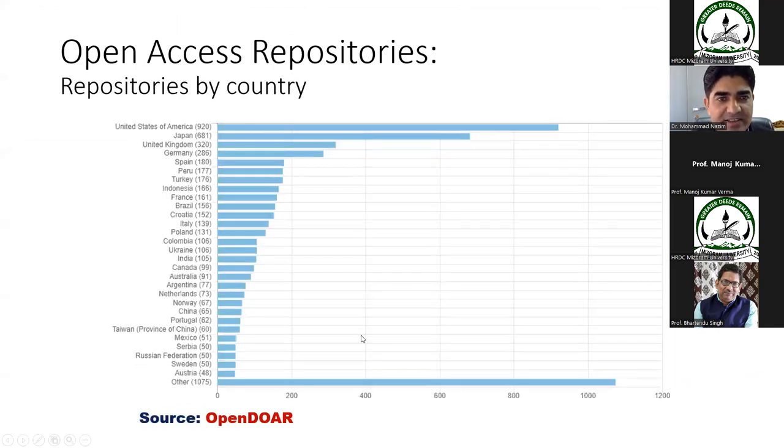If we see the country-wise scenario, in India around, this data is old, maybe now it may have changed, maybe more than 105 repositories are established in India. So we have also made very good progress. And if you see India's position in the ranking of institutional repositories, we are not far away. We occupy the 11th or 12th position. More than 100 institutional repositories have been established by different academic and research institutions in our country.